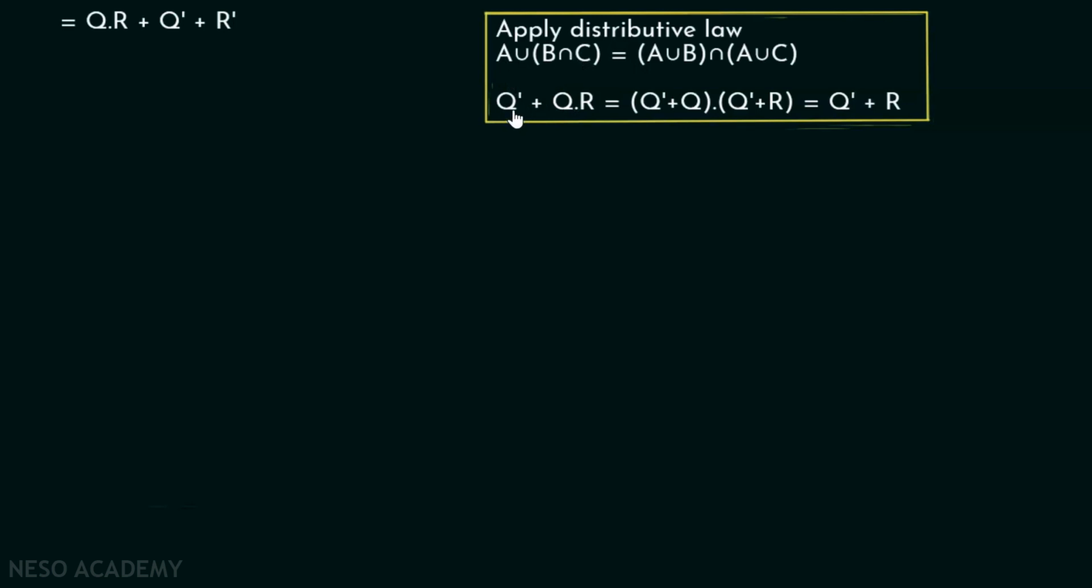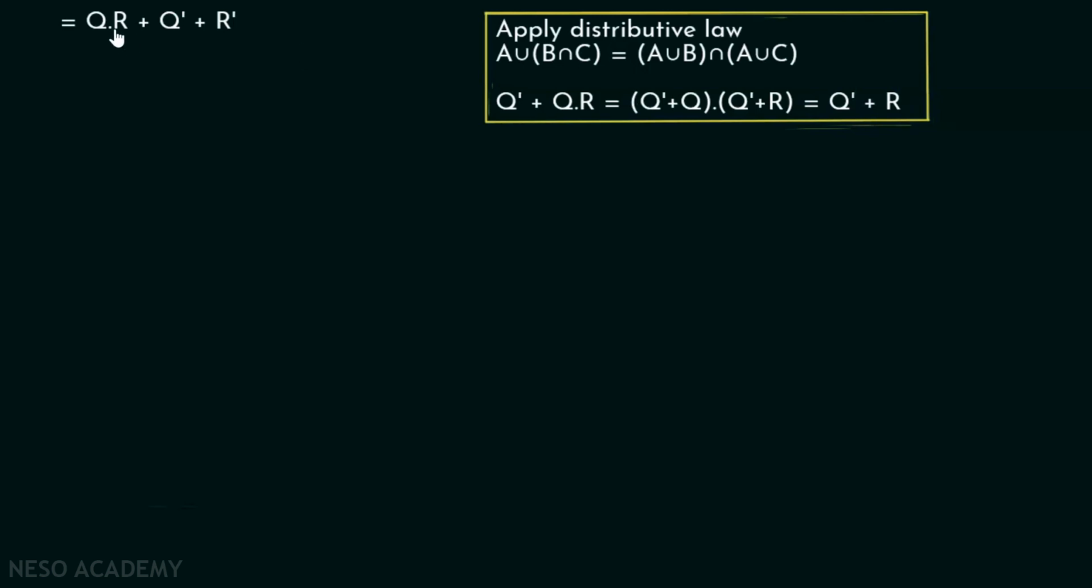Here A is Q complement, this is union, and this is B, this is intersection, and this is C, right? A union B intersection C is equal to A union B intersection A union C, right? And this means this is equal to Q complement plus Q dot Q complement plus R. We know that Q complement plus Q is true or tautology, so this becomes Q complement plus R. So we end up with this expression, that is Q complement plus R.